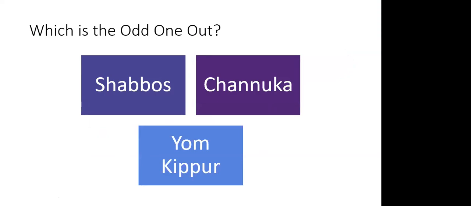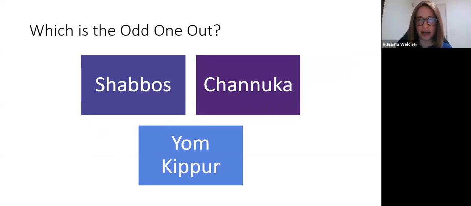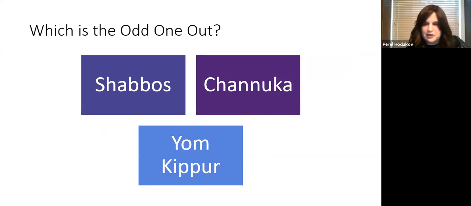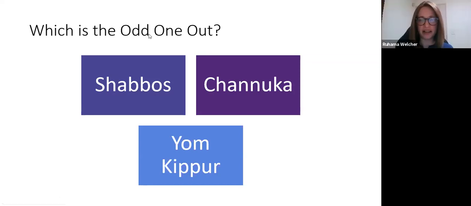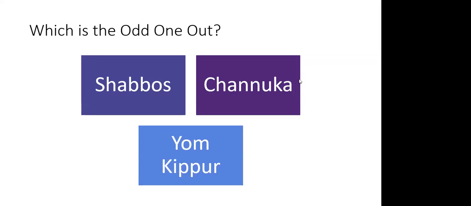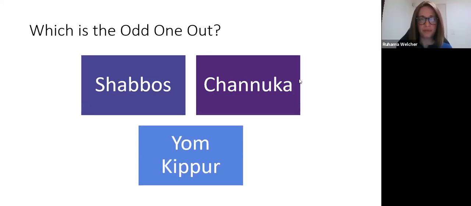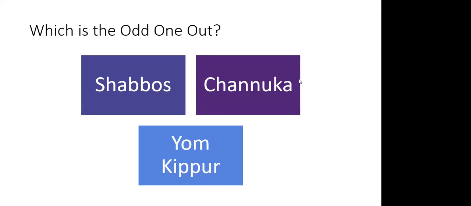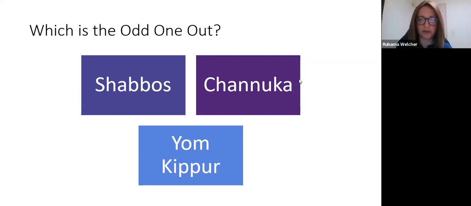Why Shabbos? Not a Yom Tov. Not a Yom Tov, okay. Someone else said Chanukah, why? Because Chanukah is not in the Torah. Chanukah is not in the Torah. Anything else? Yom Kippur. Yom Kippur, why? Fast day. The fast day, we can't eat. Shabbos and Chanukah, we eat a lot. Anything else? Shabbos and Yom Kippur are the same. Exactly, Shabbos and Yom Kippur are both called Shabbos.